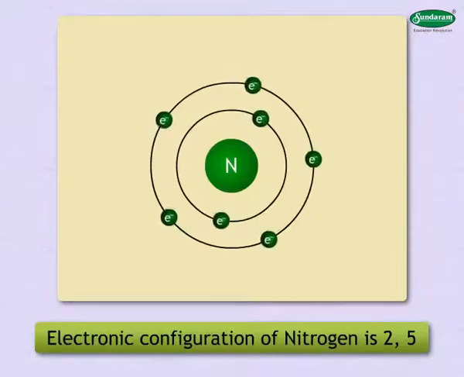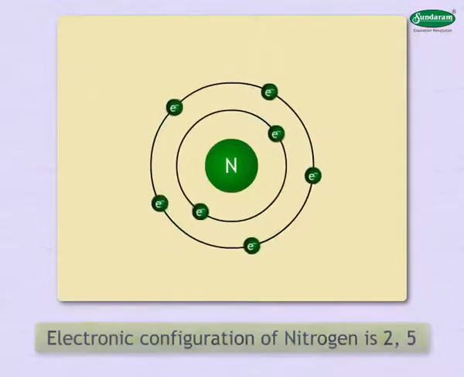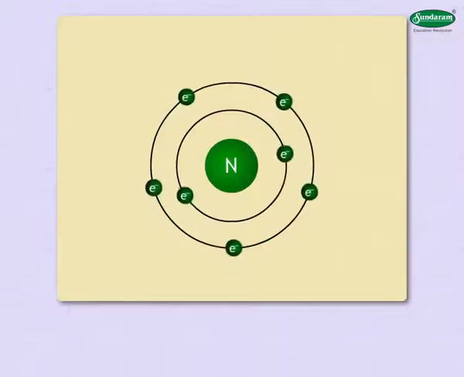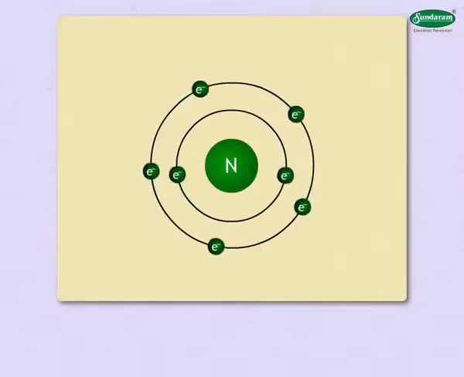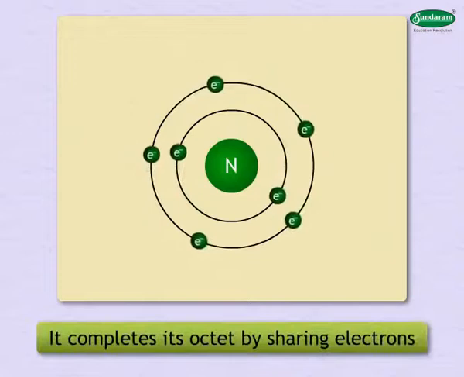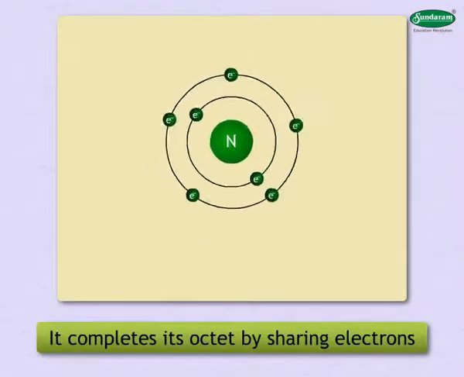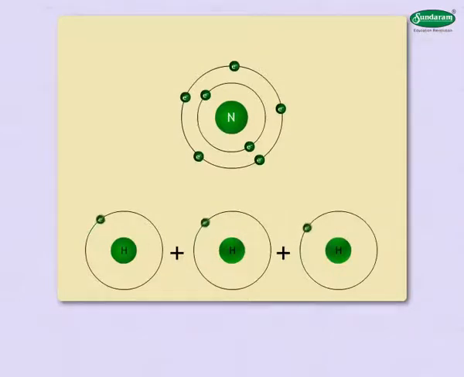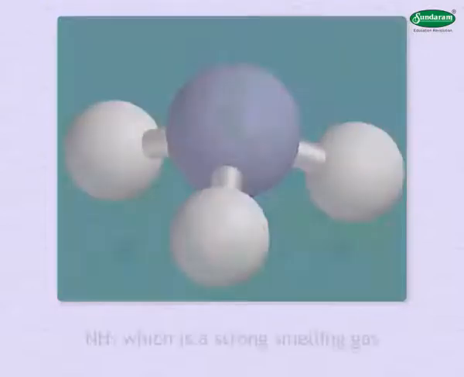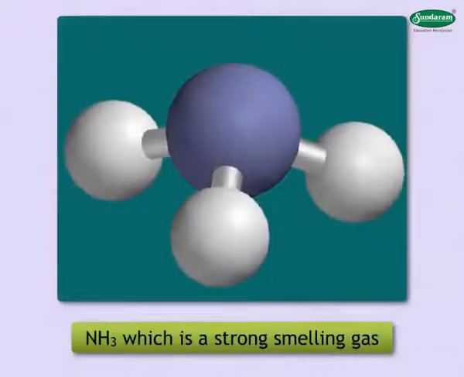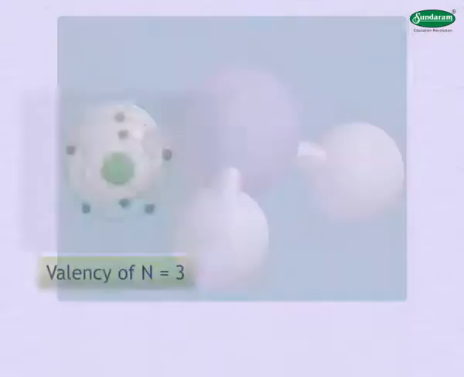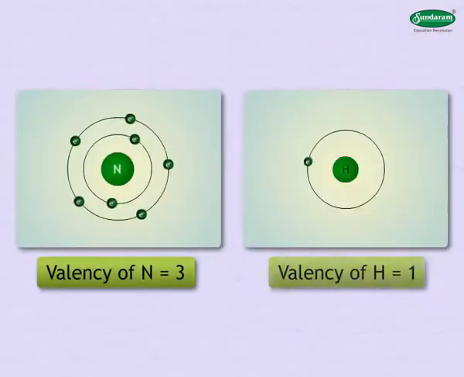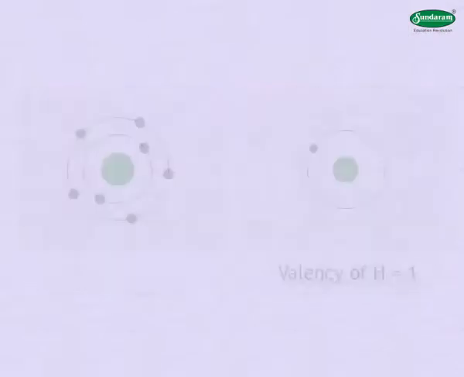2. The electronic configuration of nitrogen is 2, 5. It needs 3 electrons to complete its octet. It completes its octet by sharing 1 electron each with 3 hydrogen atoms whose electronic configuration is 1 to form the compound ammonia or NH3, which is a strong-smelling gas. The valency of nitrogen is 3 and that of hydrogen is 1.